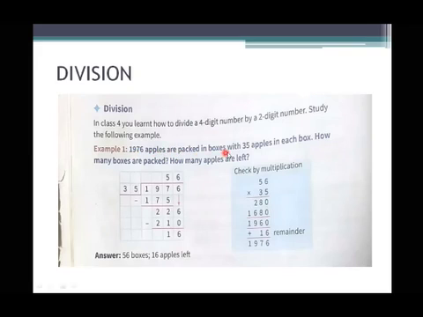1,976 apples are packed in boxes with 35 apples in each box. How many boxes are packed? How many apples are left? So now what you have to do is divide these 1,976 apples by 35.